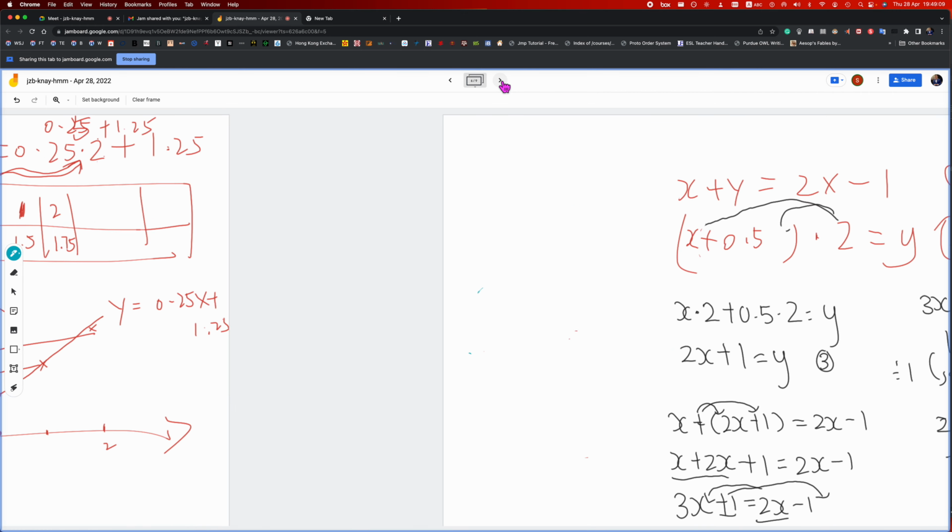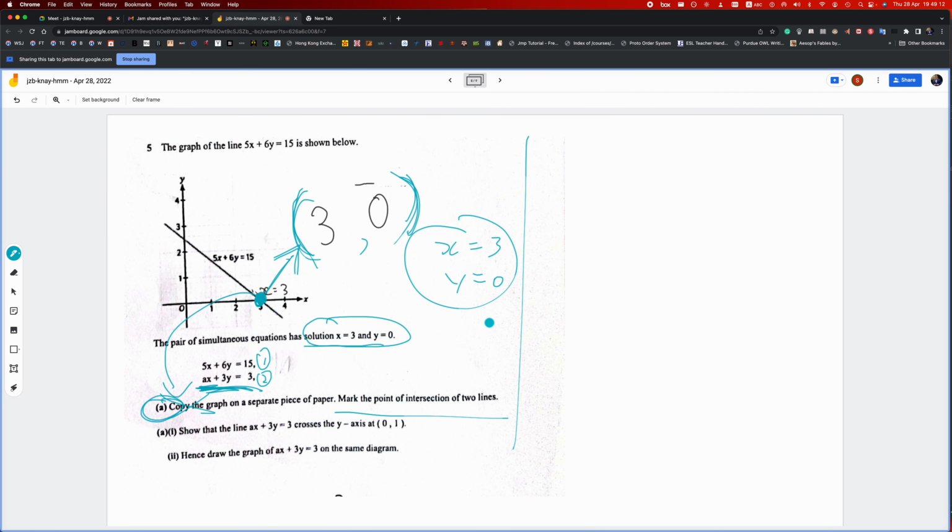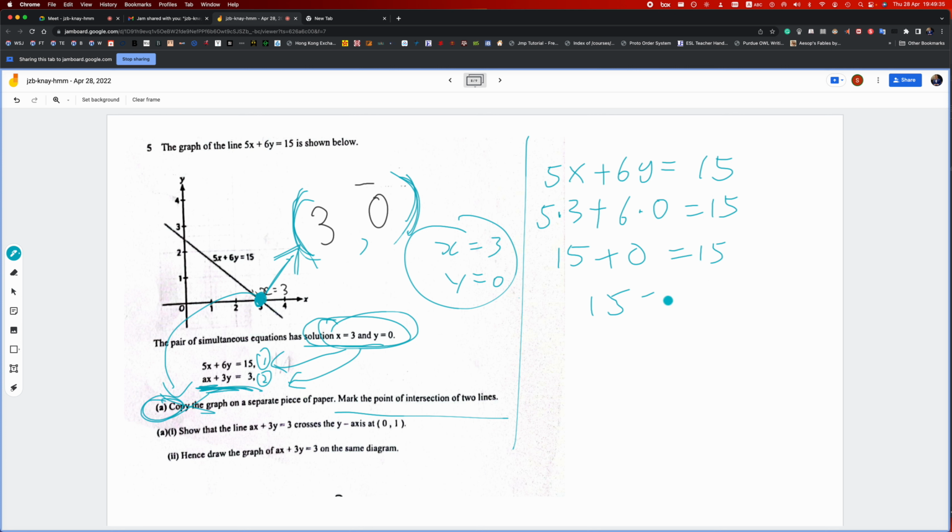So you go to slide 8 now. Are you at slide 8 now? Yeah. You test the 1, you test the 2. So I test the 1 for you. My x is equal to 3, y is equal to 0. So 15 plus 0 equals to 15. So 15 is equal to 15. Yes, correct. So test, correct. So can you go to 2? Can you do 2 for me?